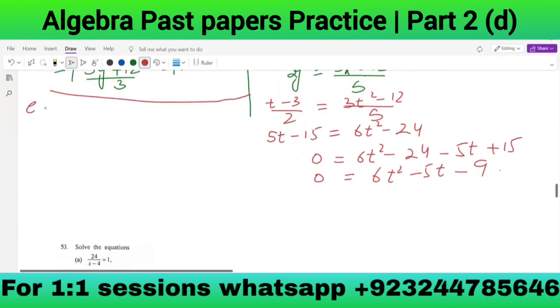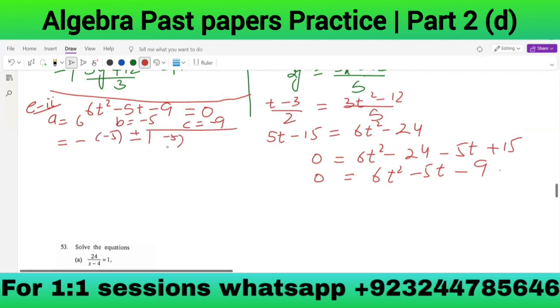This is E part 2. So 6t square minus 5t minus 9. They are saying that you will get the answers in decimals. So it means a is equal to 6, b is equal to minus 5, c is equal to minus 9. So you will get minus b plus minus square root of b square minus 4ac, divided by 2a. After solving this, we will get two answers. One is 1.71 and the other would be minus 0.877, which are the values of t.